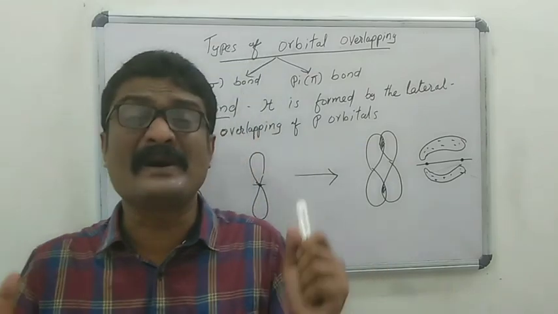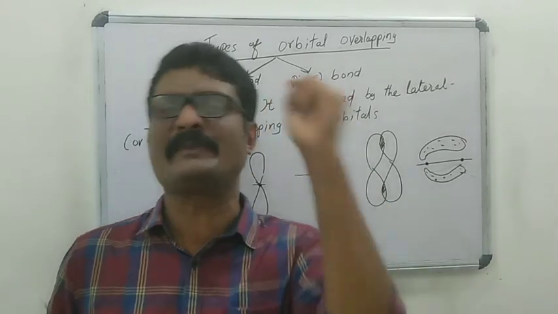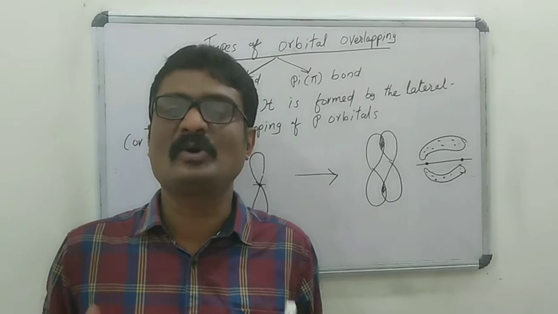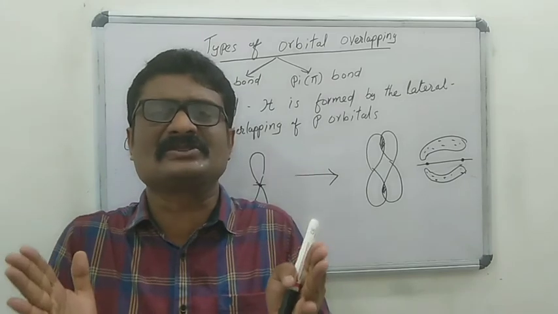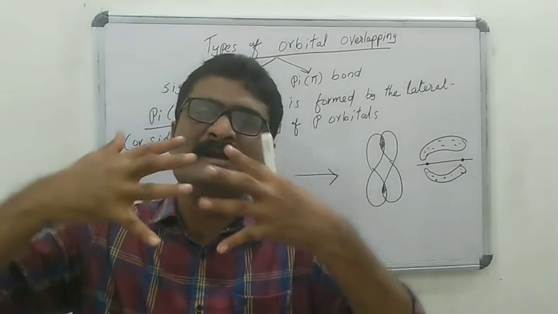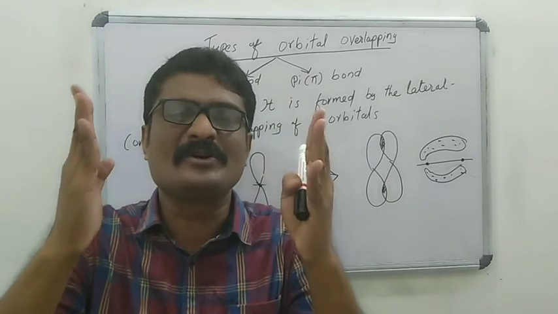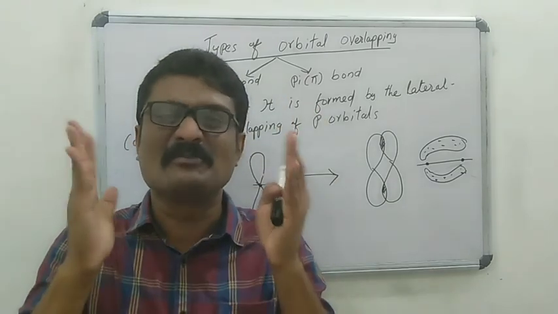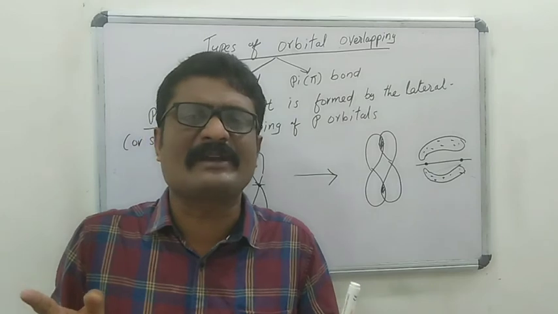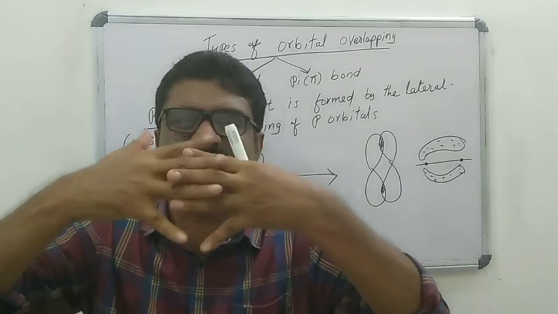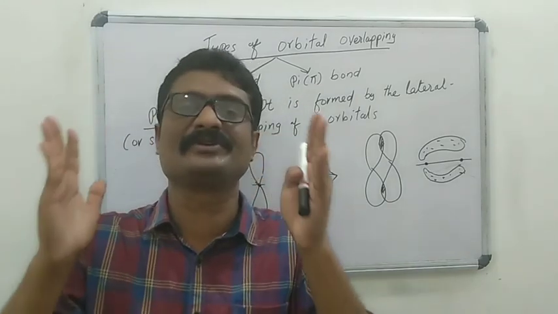Then what is meant by pi bond? Pi bond is formed by the lateral or sidewise overlapping of p orbitals. Only p orbitals are involved in pi bond formation. The strength of a bond depends upon the extent of overlapping. If the extent of overlapping is large, the sigma bond formed is stronger. Sigma bond is a strong bond, but in the formation of a pi bond, sideways overlapping takes place only to a small extent, and it is a weak bond. Pi bond is a weak bond, sigma bond is a strong bond.